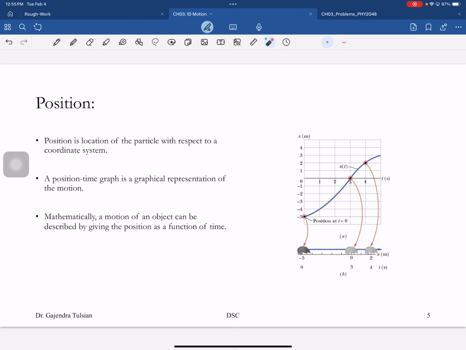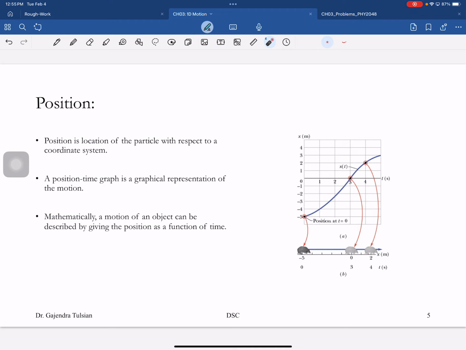Okay, so now we'll define some of the terms. Again, in this chapter, we are restricting to one-dimensional motion. So all our objects are going to move in a straight line. How many possible one-dimensional motions are there? Infinite. Okay. So you have to give the location of the object with reference to a coordinate system.